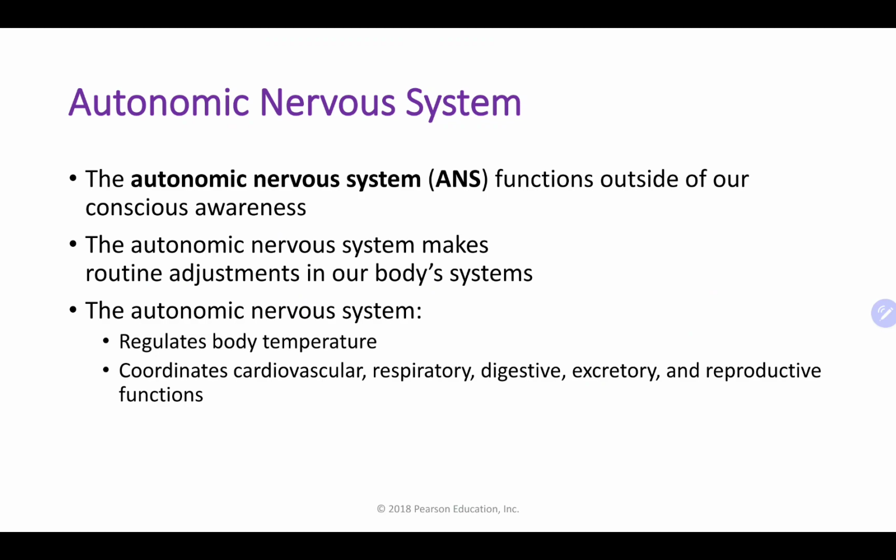So remember we discussed the autonomic nervous system, right? It functions outside of our conscious awareness. It makes the routine adjustments in our body systems. It just automatically does it, right? It regulates our body temperature. It coordinates cardiovascular, respiratory, digestive, excretory, and reproductive functions.